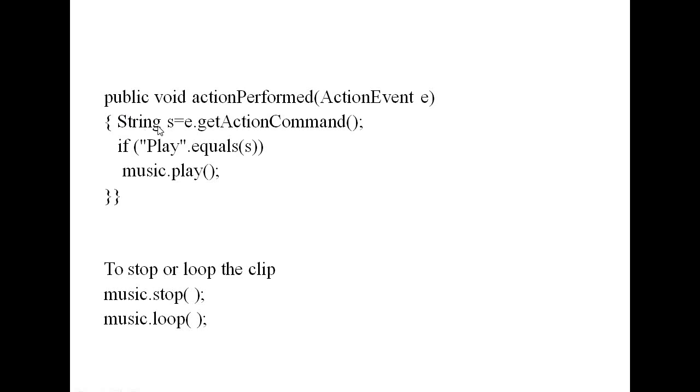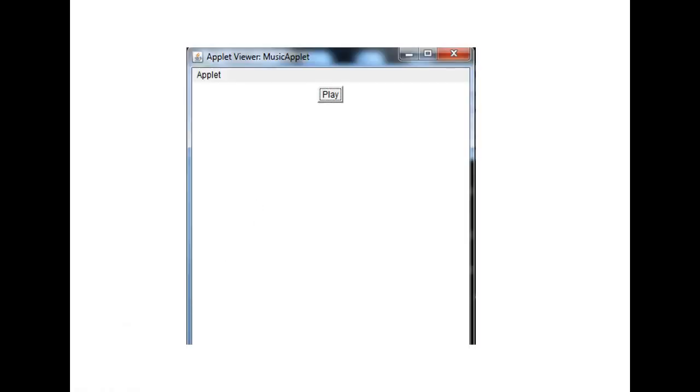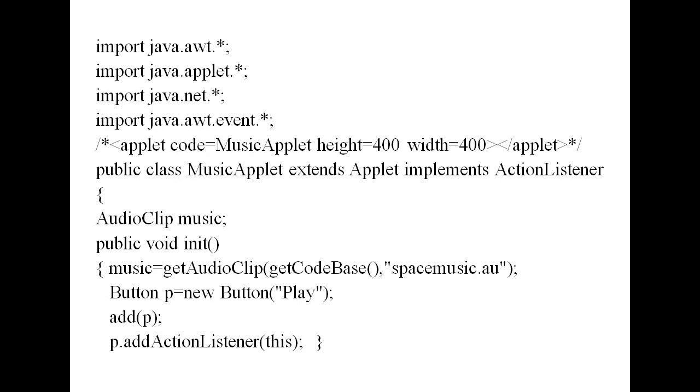For that we need to again execute getActionCommand. Suppose e.getActionCommand returns stop. In that case music.stop will stop the audio being played. Suppose another button is there whose caption is loop, then e.getActionCommand will return loop. If loop.equals(s) returns true and music.loop is there, then that audio file will continuously be playing.